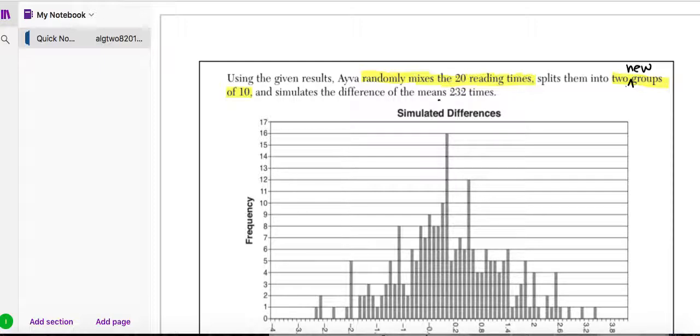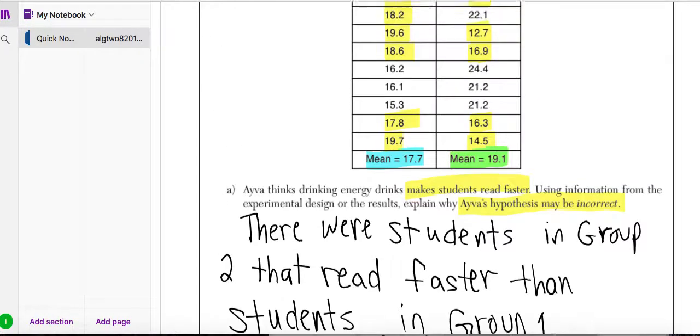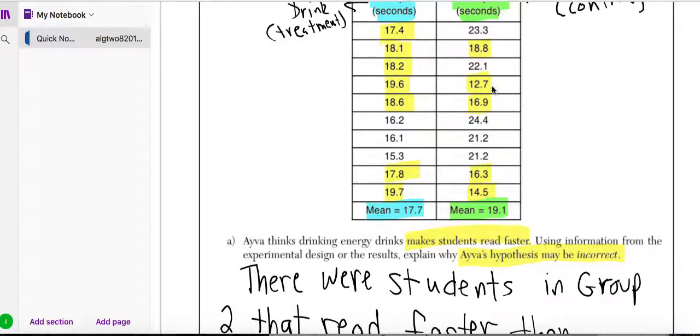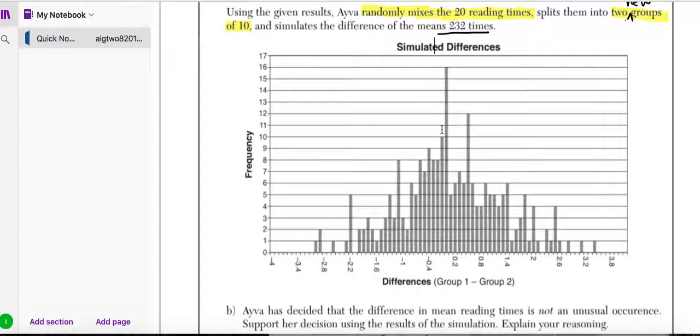And simulates the difference of mean 232 times. So if I take these times from group 1 and group 2 and mix them up, that means there are students in both groups who drank both cola and energy drink. So if there was an effect of the energy drink, that takes that effect away, right? That's why this simulation is useful. And she did that 232 times. So if you were to add all these up, they would add to 232.